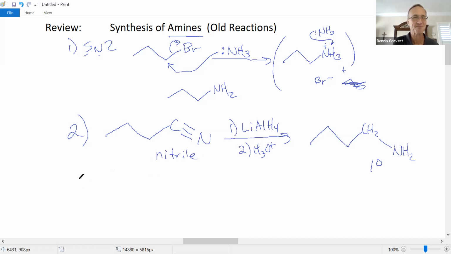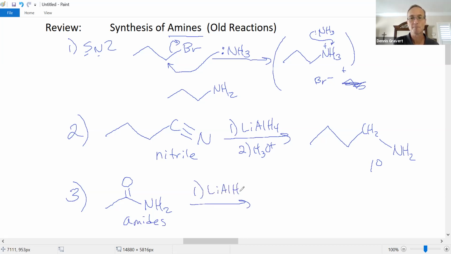You can also get an amine by reducing amides. Same reagent, lithium aluminum hydride. Cool. Oh, this one's nicer though. What degree is this amide? Talk to the nitrogen. Hey, nitrogen, how many carbons are you attached to? Just one, you're primary. Oh, good. So you can make a primary amine.